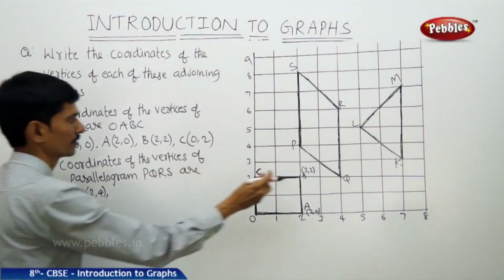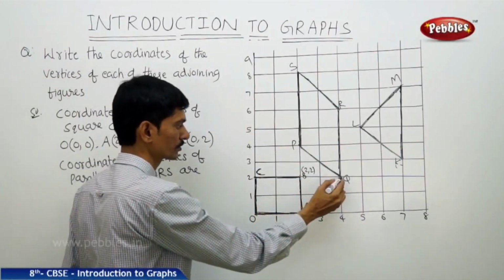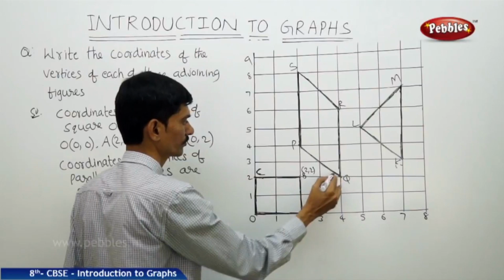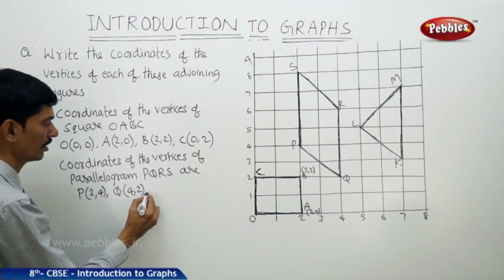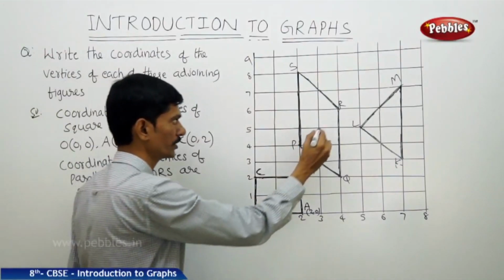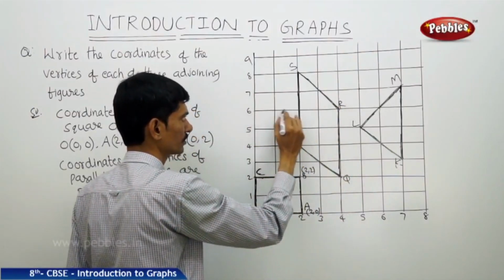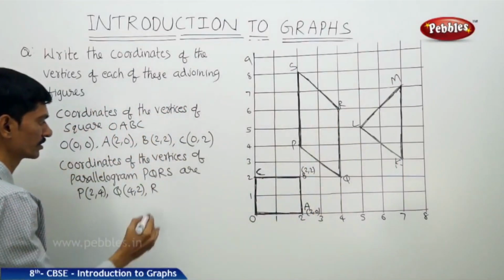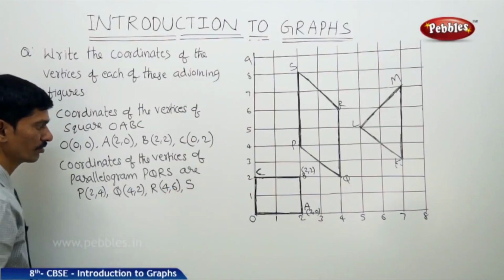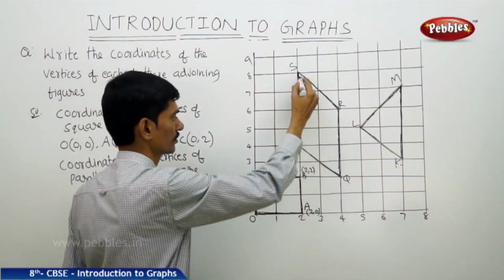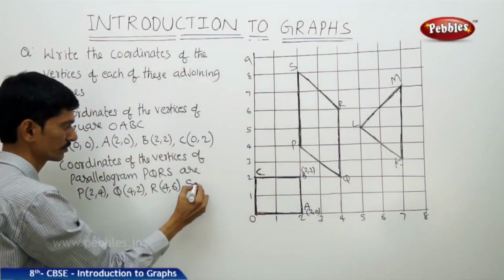Next point Q. The next vertex is Q, its coordinates are (4, 2). And the next vertex is R and its coordinates are, first take the x coordinate, 4, and then the y coordinate, 6. So its coordinates are (4, 6). And the last point is S. S coordinates are, first x coordinate 2 and y coordinate 8. So (2, 8).